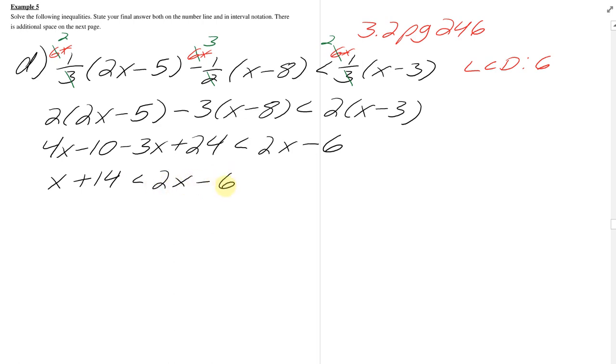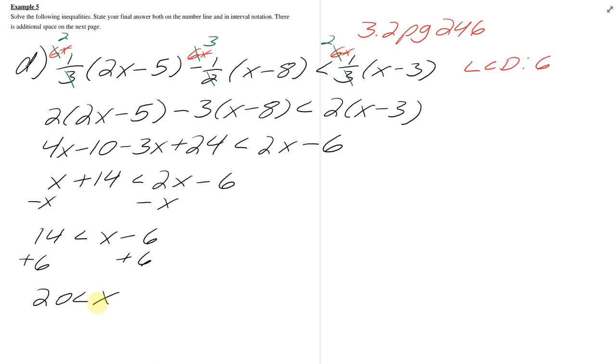Now, as a personal preference, I prefer having my x's on this side, but I just want to show you something that could happen and how to deal with it. So let's say I decide to subtract my x over to here. Now I've got 14 is less than x minus 6, and then I add the 6 to both sides. So now I get 20 is less than x. This can be a little bit awkward to look at, so you might want to flip this so that the x is on the other side.